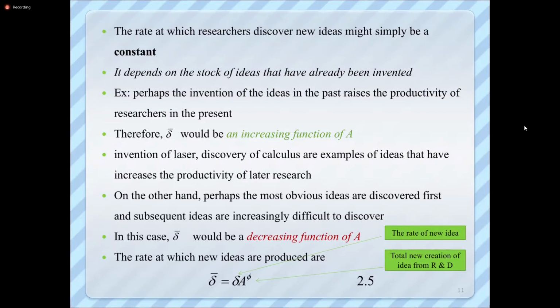Okay, so the rate at which new ideas are produced, therefore, is given by 2.5. If you look at 2.5, it looks at just one element or one variable of the production function, which is how fast can you create the idea. So it depends on two. One is delta, which shows you the rate of new idea. The other one is the total new creation of idea from R&D.